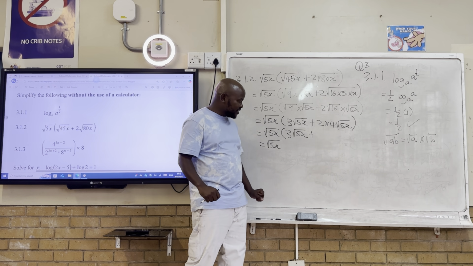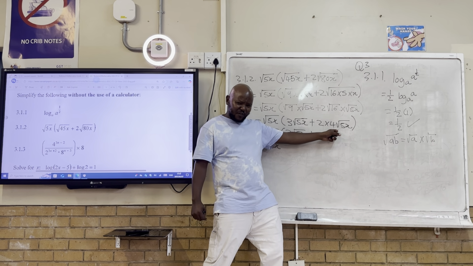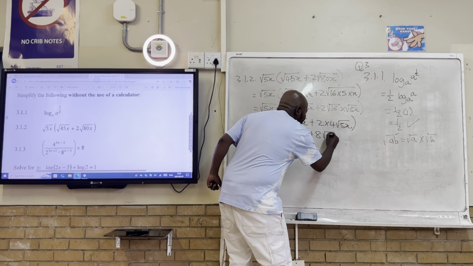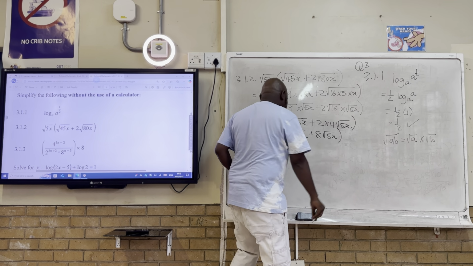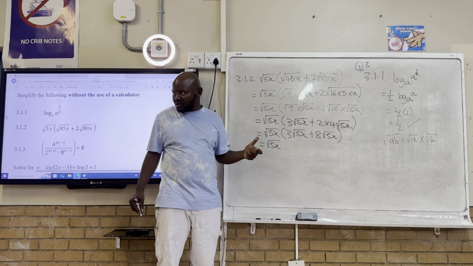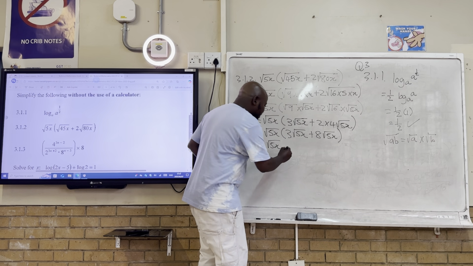So this is what you are looking at now. 2 multiplied by 4 is how much now? It's 8 now. Root of how much? 5x. Are we together? Are we still together? I hope you are not lost. Which is your grade of how much now? 3 plus 8 is how much?